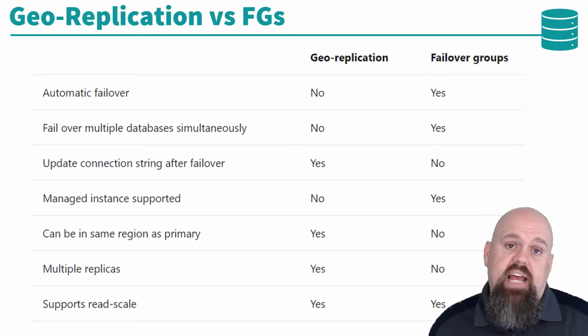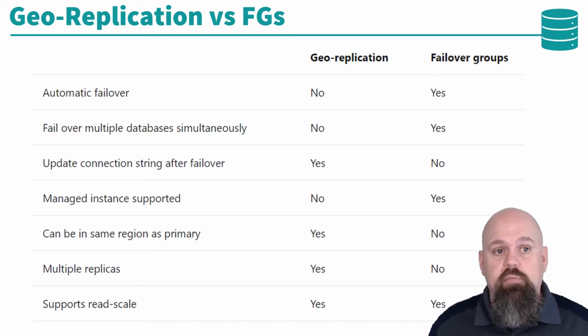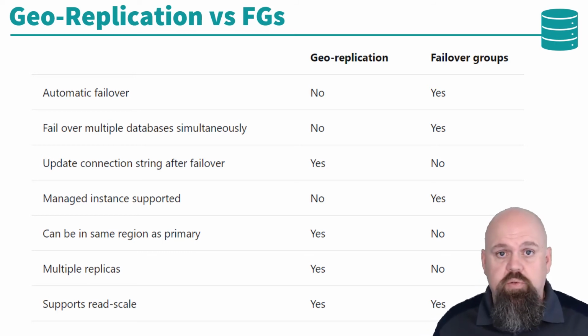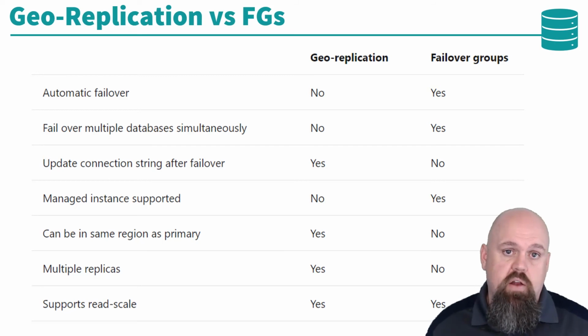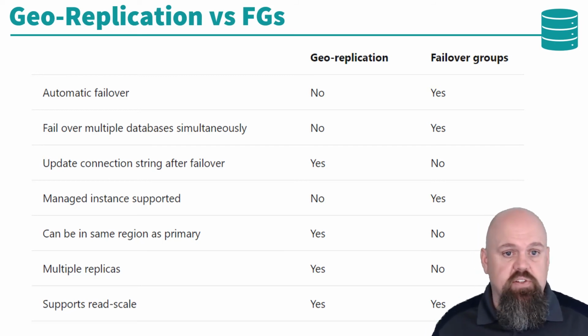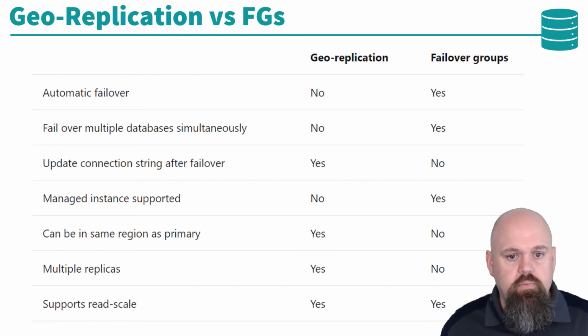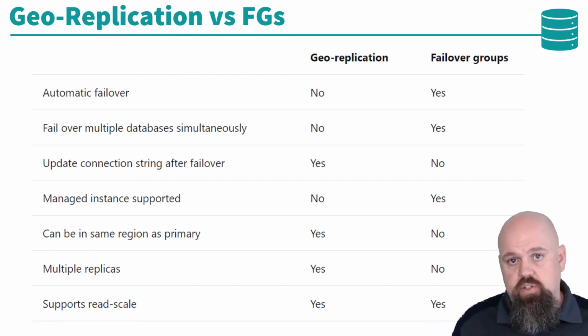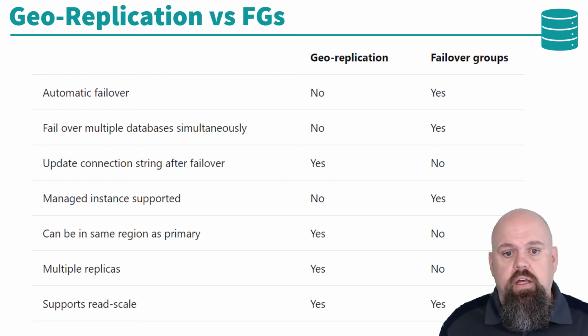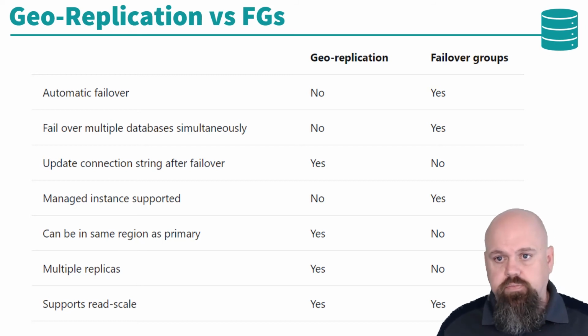With Geo-Replication, I can have multiple replicas. So if I needed multiple readable secondaries, or I want to have multiple readable secondaries spread out across multiple regions, I can facilitate that with Geo-Replication. I don't have that ability with failover groups. And both of them support read scale, so I can scale them out if I needed to.